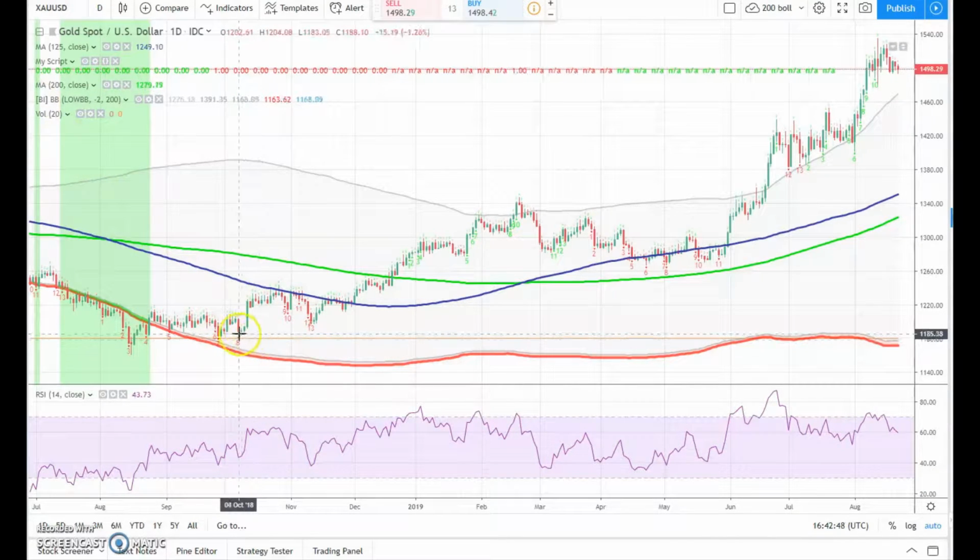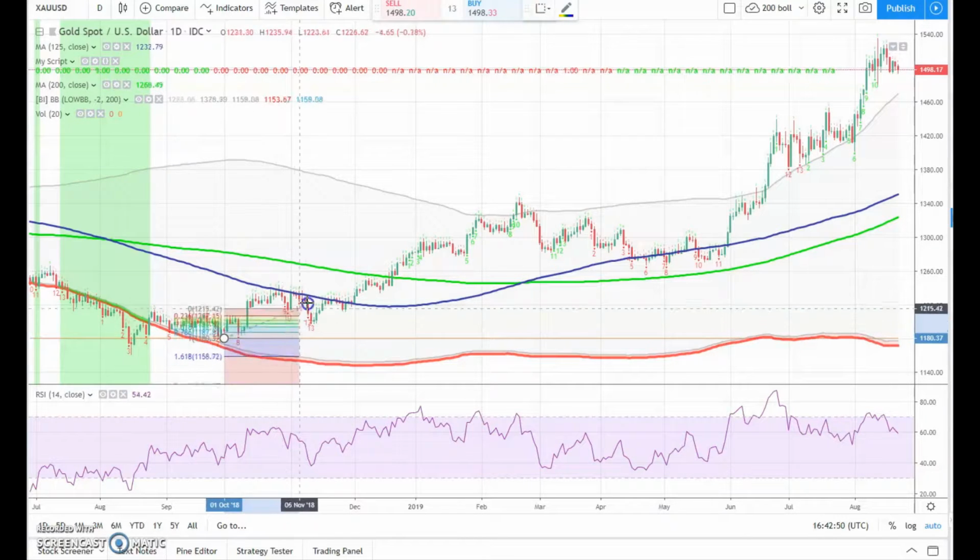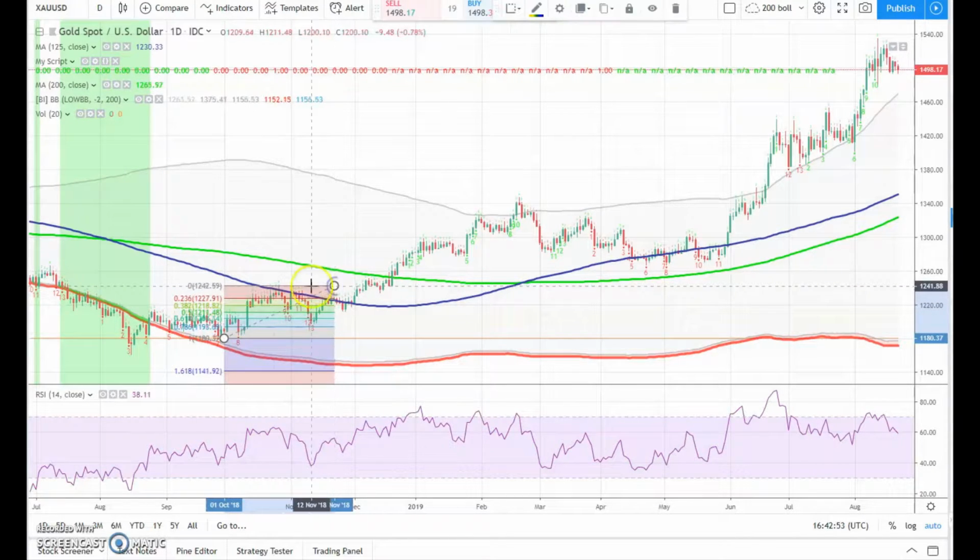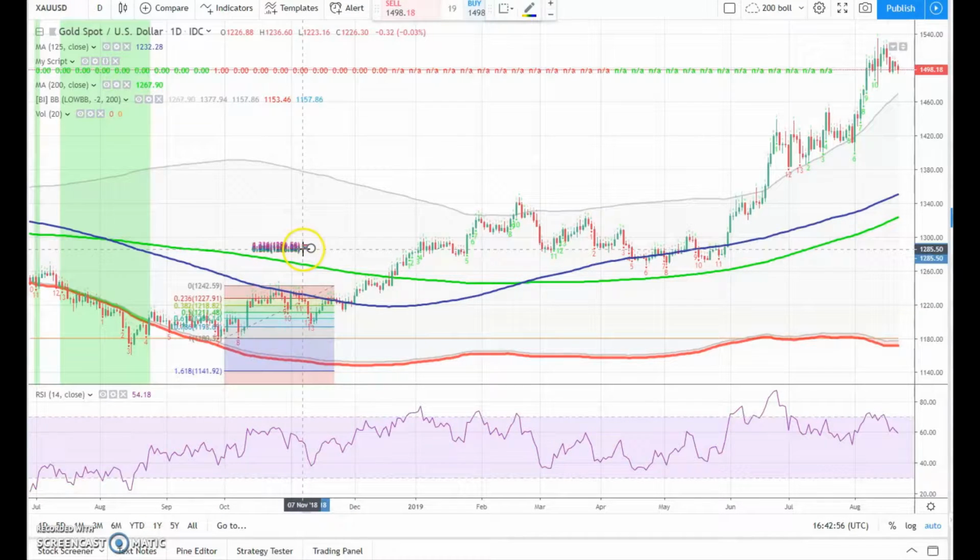So if we take this low level here and we measure it up here, what we can see on the gold spot is that we moved from the lows up to here, and then we had a correction lower, and we basically stopped at the 78.6. It's almost a little bit too far down, but it's still in this support area, this lower part, where you want it to turn around.